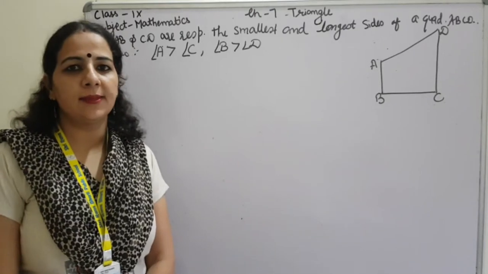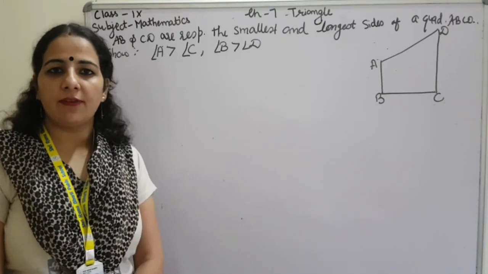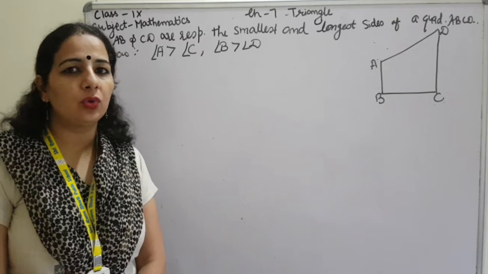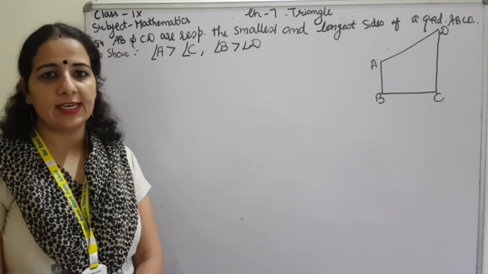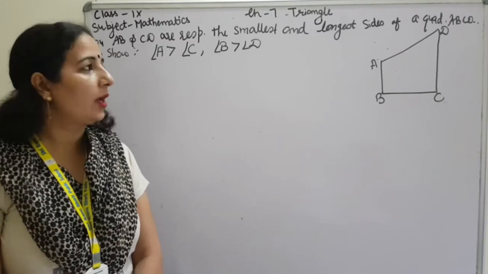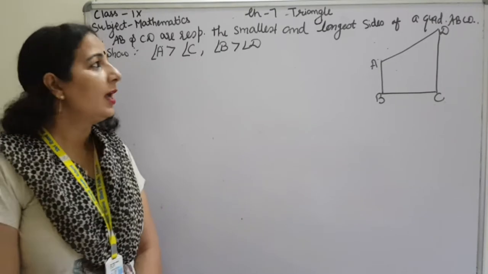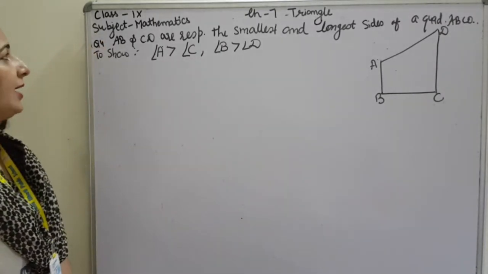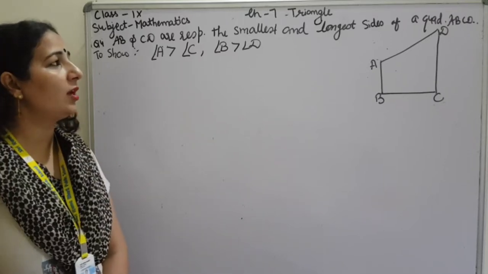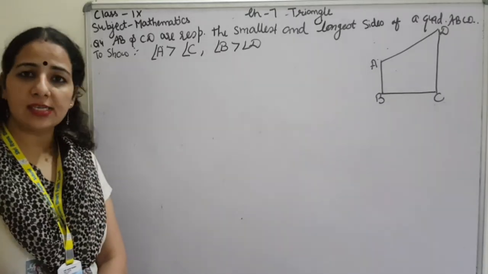Good morning, students. As we discussed in our last video, we will do more questions of that same exercise 7.4. Here I have written one more question, and the question is important also. The question is: AB and CD are respectively the smallest and the longest side. Why is the question important?